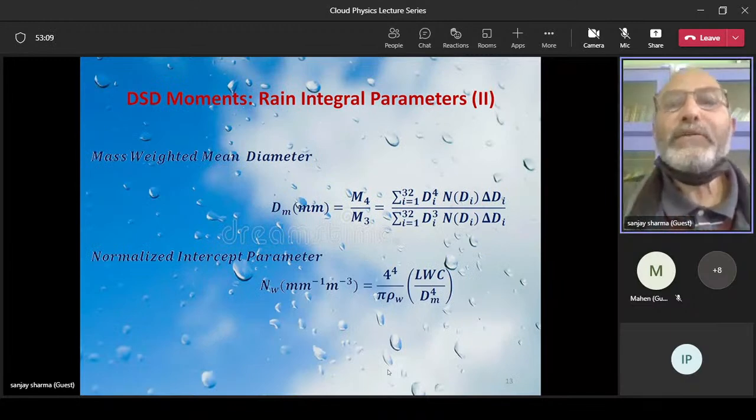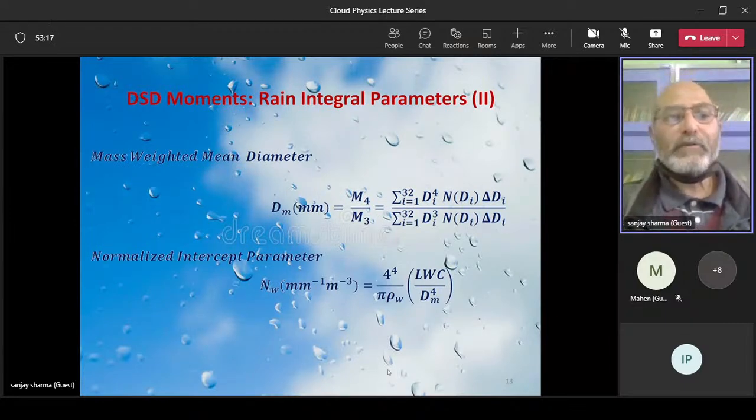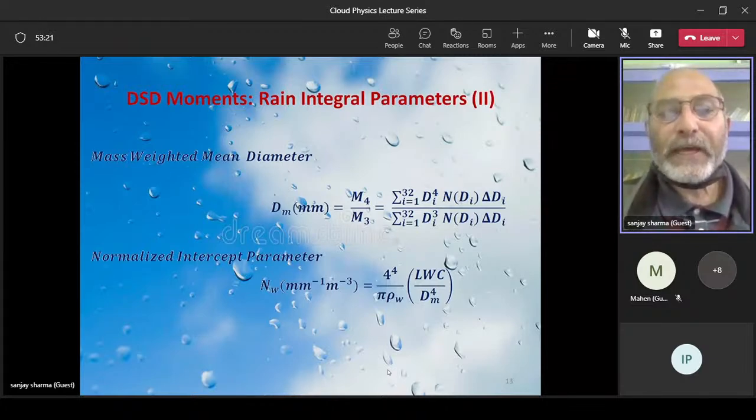Now another parameter is the mass weighted mean diameter. This one is the mass weighted mean diameter. It means that for a given value of Dm, 50% of the collected mass is below Dm and 50% of the mass is above this given value of Dm.